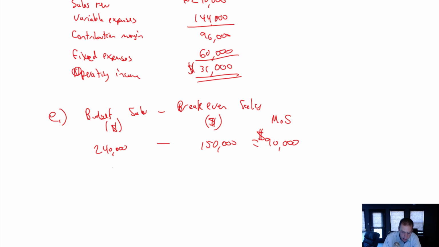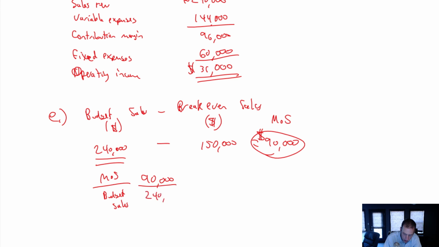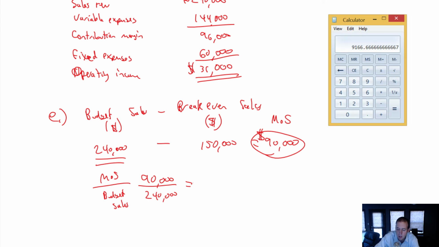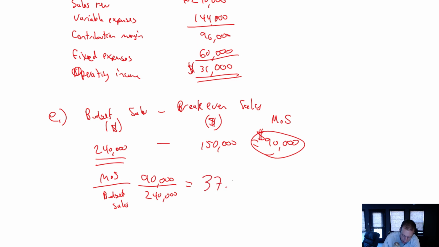That's what this formula means. The next part asks us to present this in percentage form. All you do is take your margin of safety divided by your budgeted sales. So margin of safety, 90, divided by our budgeted sales of 240. 90 divided by 240. I know it. 37.5. Let's see. All right. Once in a while, I get them. 37.5%. What does that mean? Same thing as the one above. It just puts it in percentage terms.